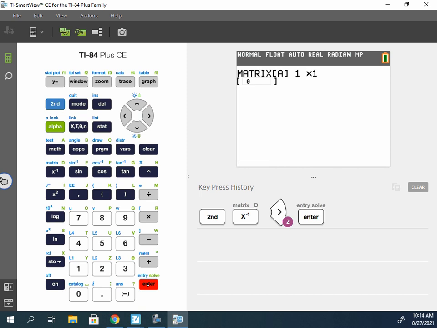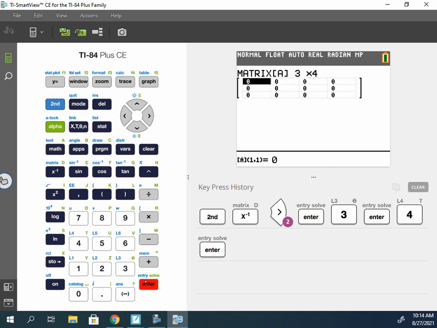So what we're doing is we're editing matrix A. We're defining what matrix A is. Now we said our matrix was a what by what? 3 by 4. So in the top we're going to have 3, enter, 4, enter. So it looks exactly like our augmented matrix, yes? Because we have the same number of zeros.